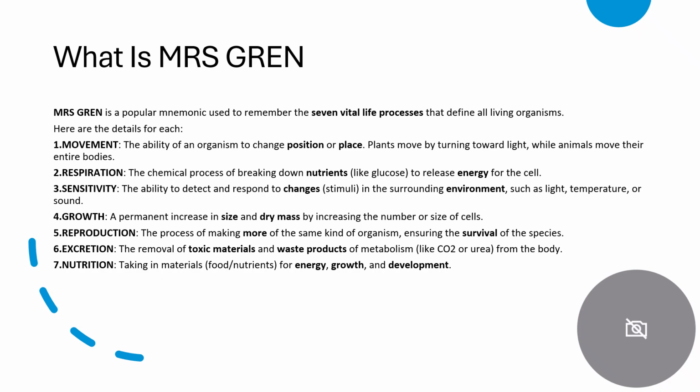Growth, a permanent increase in size and dry mass by increasing the number or size of cells. Reproduction, the process of making more of the same kind of organism, ensuring the survival of the species. Excretion, the removal of toxic materials and waste products of metabolism like CO2 or urea from the body. Nutrition, taking in materials, food, nutrients for energy, growth, and development.